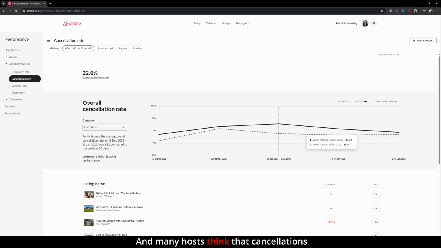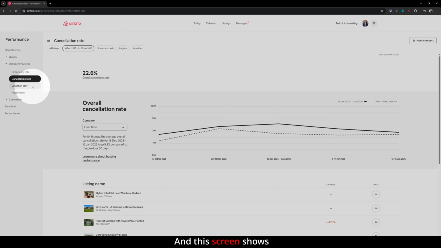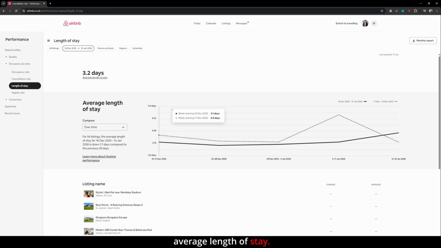And many hosts think that cancellations are just normal on Airbnb. They are not. High cancellation rates are usually a pricing and policy signal, not just guest behavior. And once we understand how many bookings actually survive, the next thing we need to know is how long guests are staying. For that, I will click on length of stay, and this screen shows average length of stay, and it directly affects your workload, cleaning costs, and profitability.